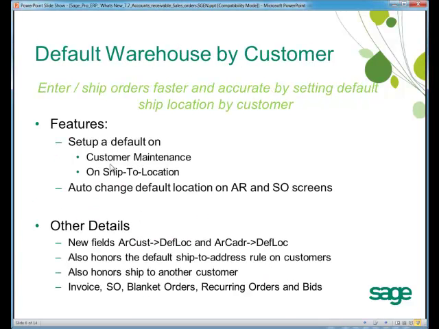Okay, so there's some new fields. It will honor the Ship To address rules for the customer or the Ship To, and it will do the ship for another customer. This affects invoices, sales orders, blanket orders, recurring orders, and bids. It will affect all of those.